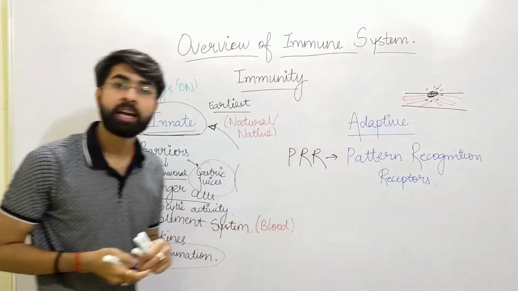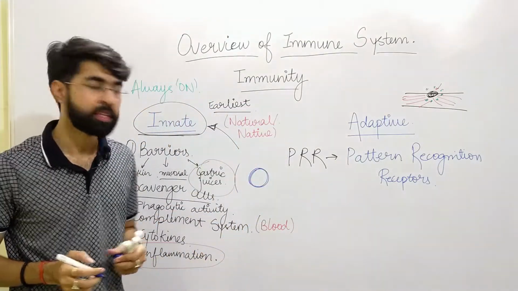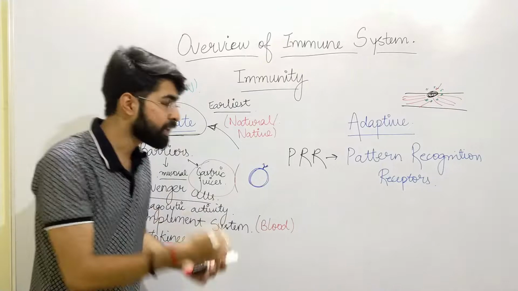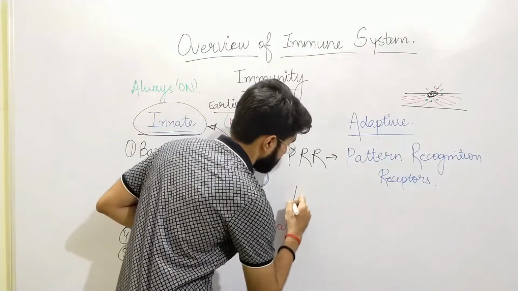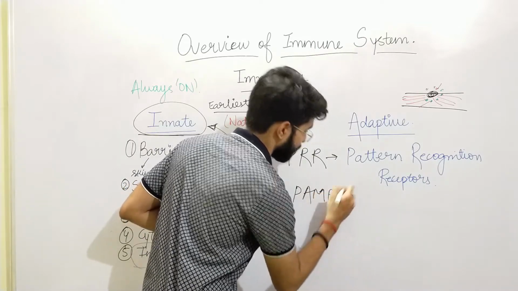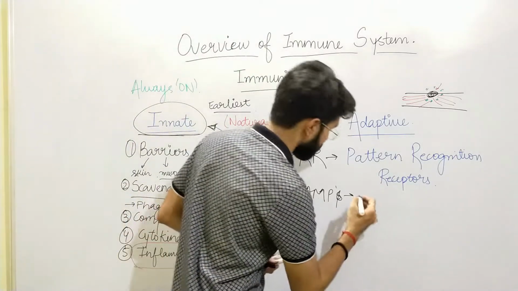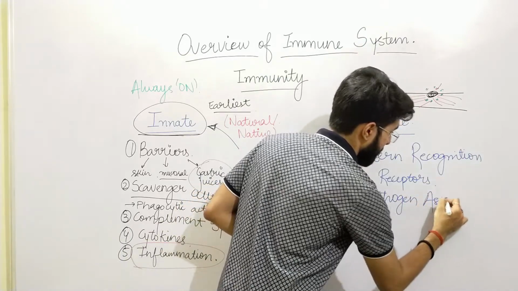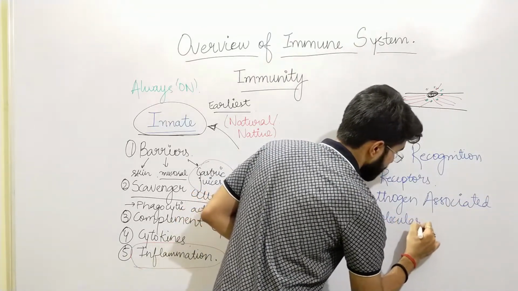These PRRs are the receptors present on the cells of the innate immune system. These are the cells, and on their surface are the receptors, pattern recognition receptors. What they recognize are PAMPs. You must be thinking, oh, a lot of short forms he is telling. But what really are PAMPs, you will understand easily now. PAMPs are pathogen associated molecular patterns.